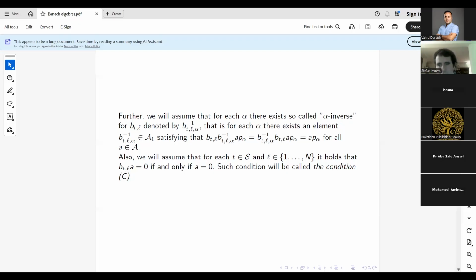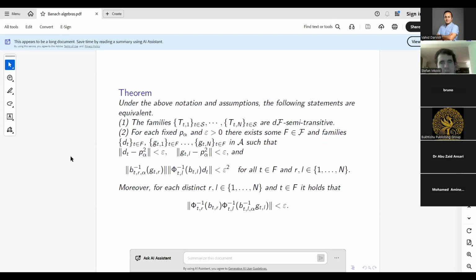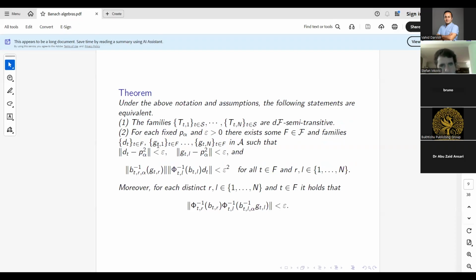Okay, so there are several conditions now, but now we are finally ready to present the first result. So under this notation and assumptions, the following statements are equivalent. These families are disjoint F-semi-transitive. The equivalent condition is that for each fixed P alpha and every positive epsilon, we can find some F in this F, and the families dt where T runs through F, GT1 where T runs through F up to GTN where T runs through F in A.